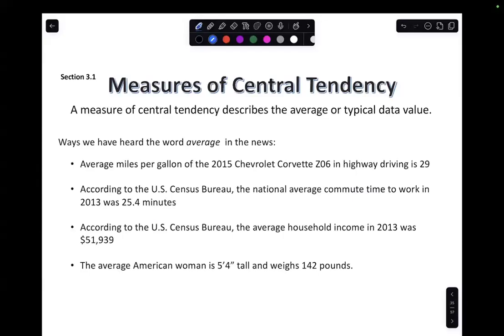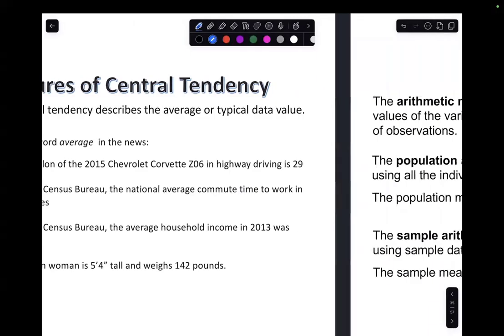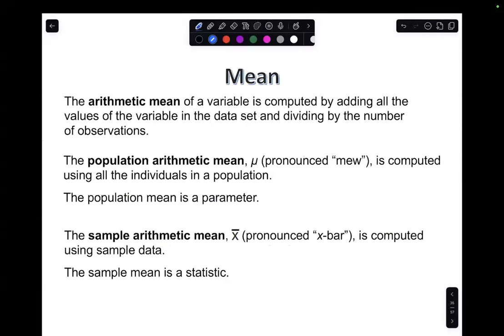So the mean, which is our normal word for average, is the first thing we're doing, and you probably already know how to do it. So here we go. Arithmetic mean. I very, very rarely say the words arithmetic mean. I usually just say mean. We add all the values together and divide by how many data values we have.